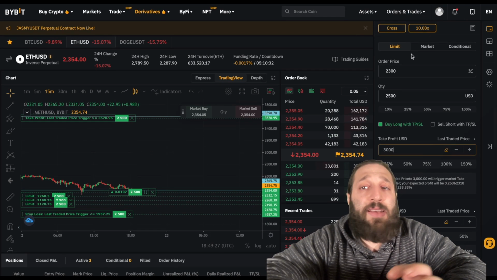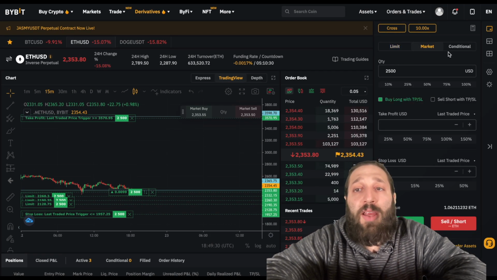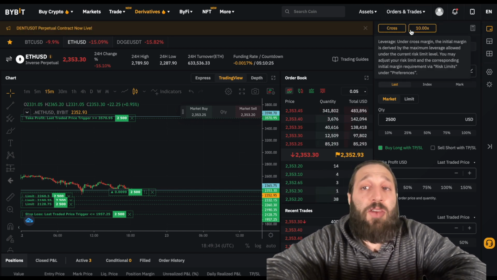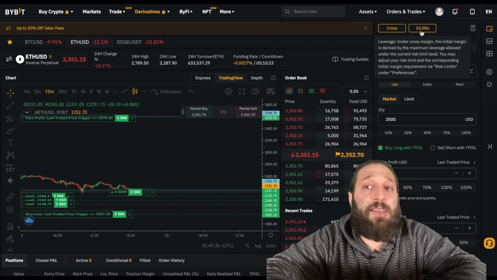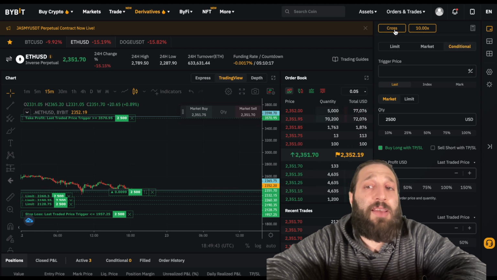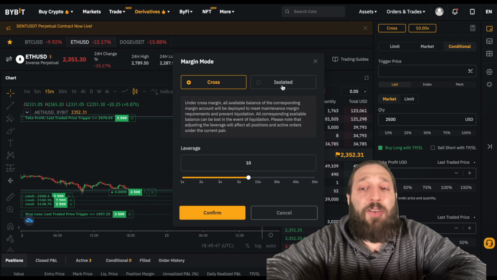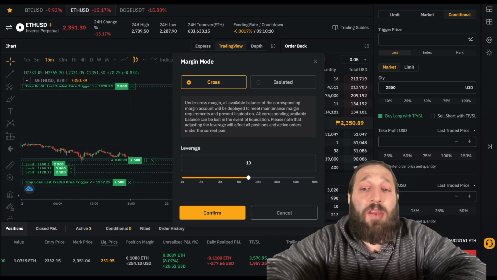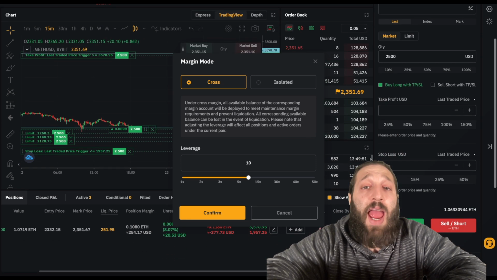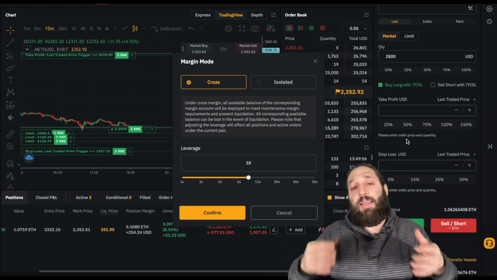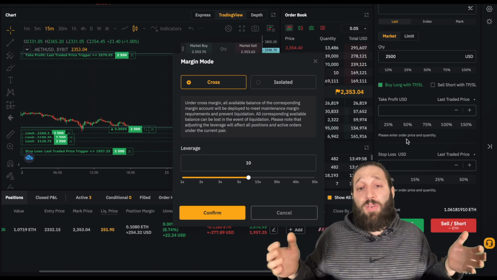And then the same way we did for spot, you could do market, or you can do conditional orders as well. You can change your leverage over here from 10x all the way to 100x, and then you can change from cross to isolated. So as I mentioned, you have your whole balance on the line if you're cross margin, and if you're isolated, you're just taking isolated amounts of that balance and going long. So that's all you're going to lose.